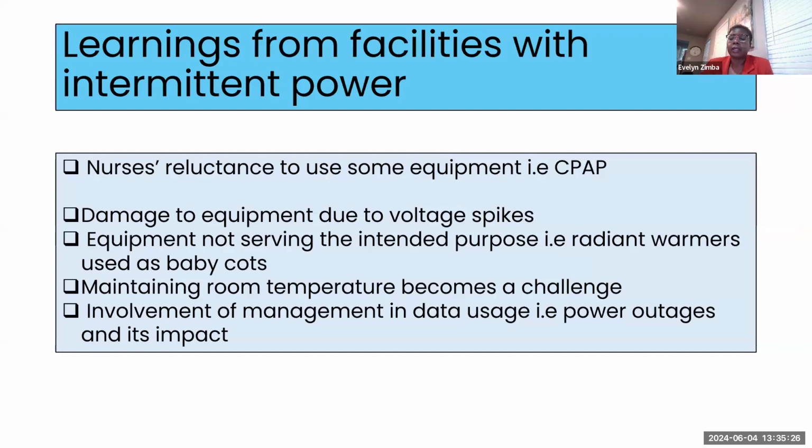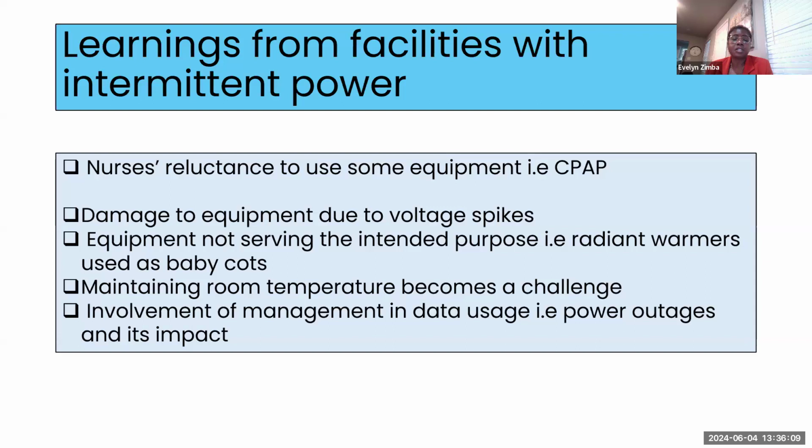So what is it that we are learning from this intermittent power supply? What we have seen is nurses become reluctant to use some of the equipment, especially the CPAP equipment, because it takes a lot of effort to put a baby on a CPAP. And in a busy environment where the workload is high, you don't want to be repeating the same process now and again. So if the first time they put the baby on the CPAP and the power goes out, they remove the CPAP machine. When the power comes back, it takes a long time for the nurse to go back to that same baby to put up the CPAP machine.